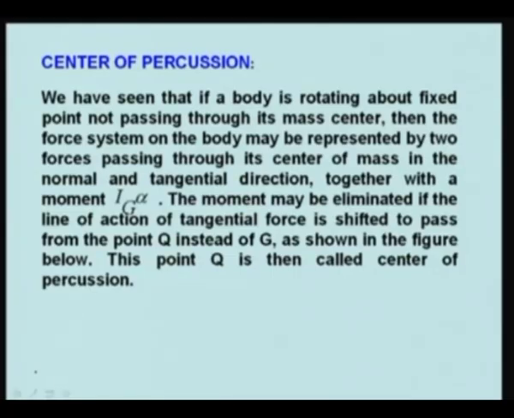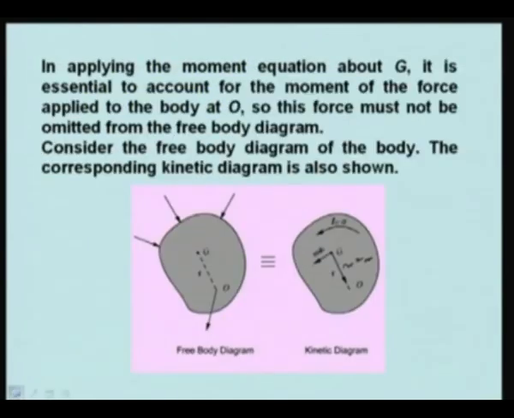We have seen that if a body is rotating about a fixed point not passing through its mass center, then the force system on the body may be represented by two forces passing through its center of mass in the normal and tangential direction, together with a moment Ig times alpha. You see, always in this case, for example, the kinetic diagram has been shown. Now from the kinetic diagram one can obtain a resultant free body diagram.